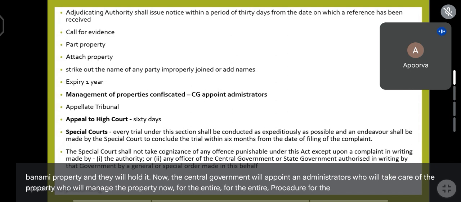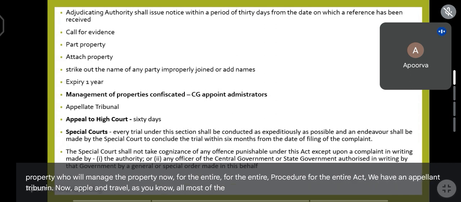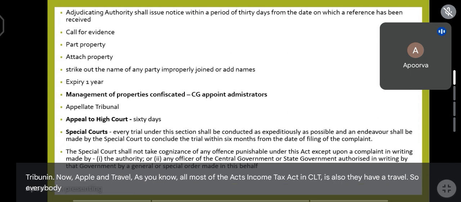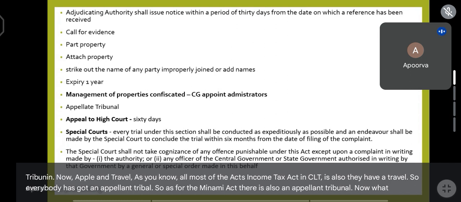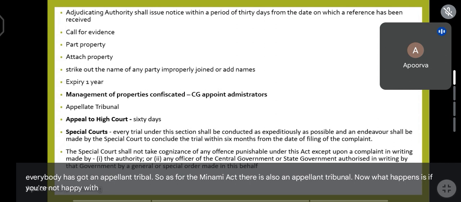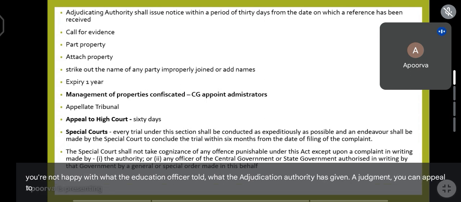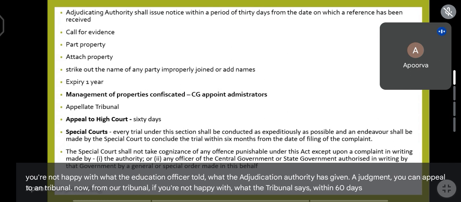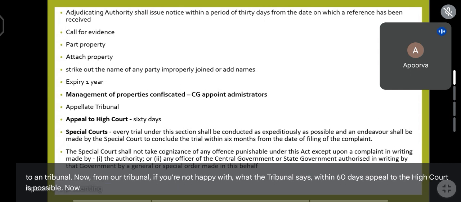For the entire act, we have an appellate tribunal. As you know, most acts, like the Income Tax Act and NCLT, have a tribunal. So everybody has an appellate tribunal, and as per the Benami Act there is also one. If you're not happy with the judgment the adjudication authority has given, you can appeal to the tribunal. From the tribunal, if you're not happy, an appeal to the High Court is possible within 60 days. Now, there are special courts also in this particular transaction.